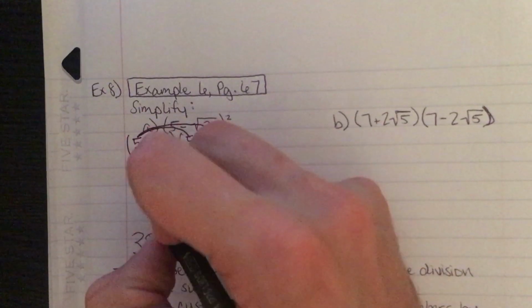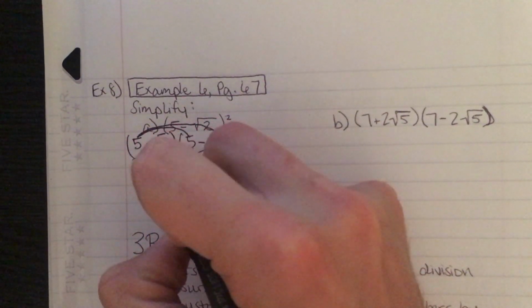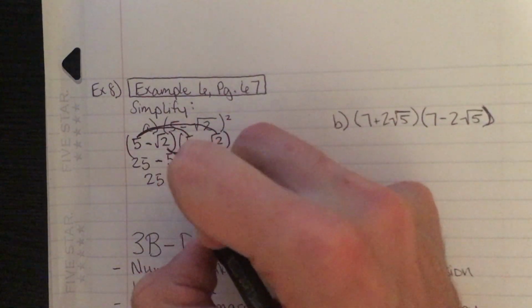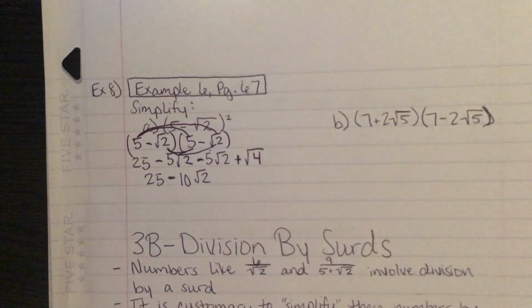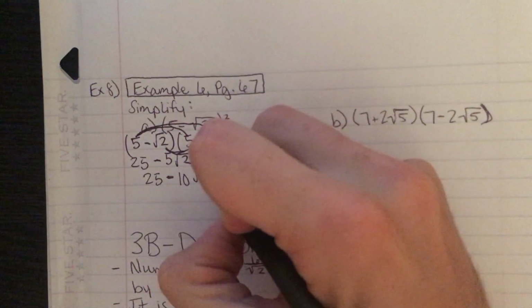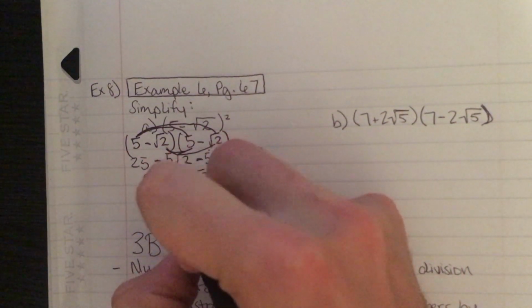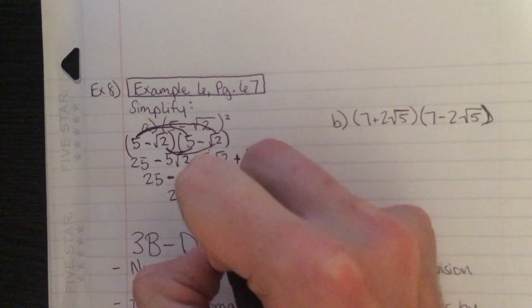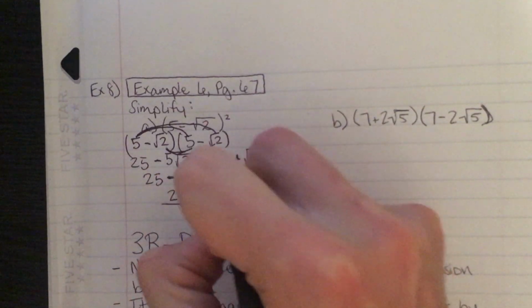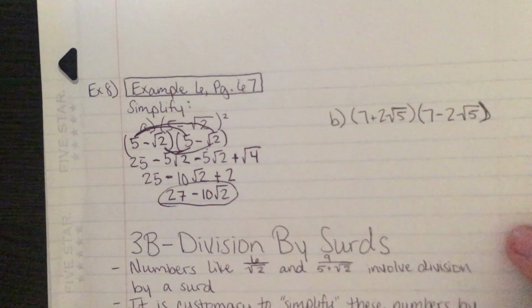So then if we clean this up, that's going to be 25 minus 10 square roots of 2. The square root of 4 is just 2. So then I'll combine those to be 27 minus 10 square roots of 2.